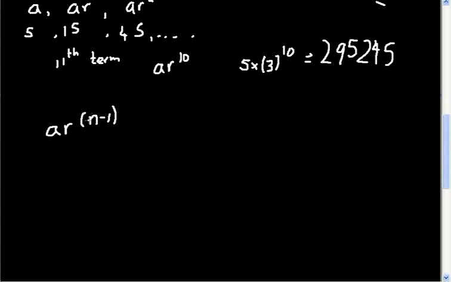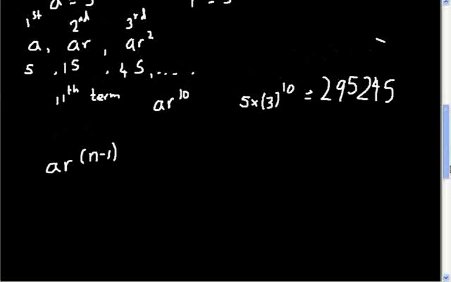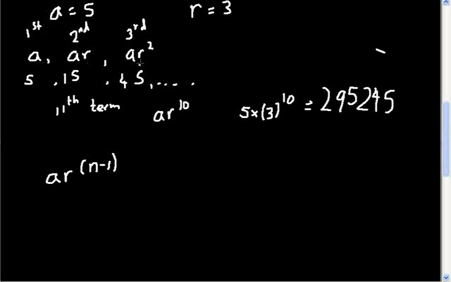n stands for the term of the geometric sequence you're trying to figure out. So in this instance, it was the 11th term that you were trying to figure out, so n would have stood for 11. The minus 1 is because you always take 1 off the power to which you raise the ratio, because that's how it works, doesn't it? If you're working out the second term, it's r to the power of 1. If you want to work out the 11th term, it's r to the power of 10.